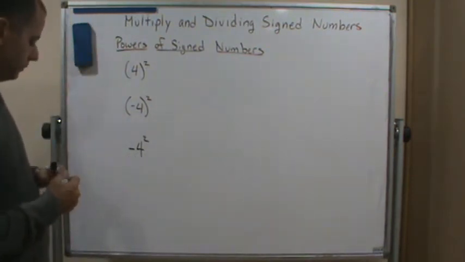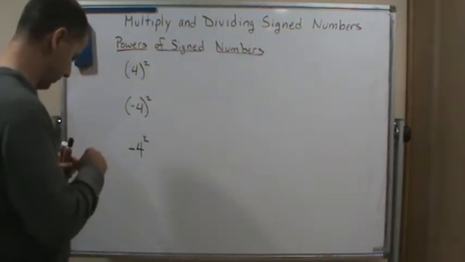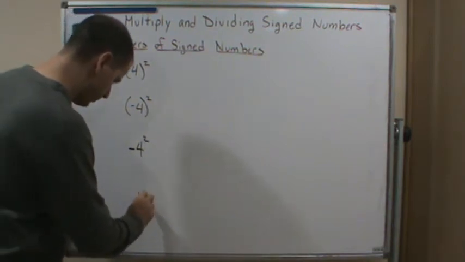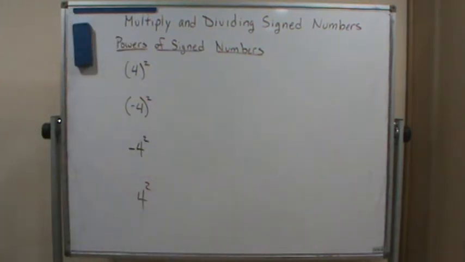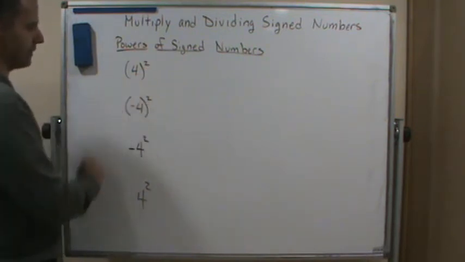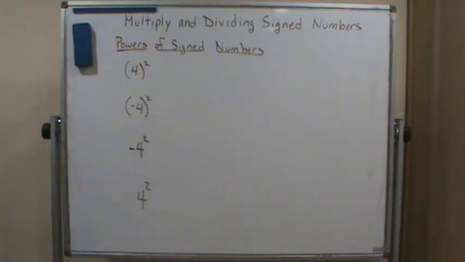Okay, so let me write another one down here, like so. Okay, so I've written this 4 different ways. So here I've got 4 raised to the second power. I've got parentheses here, right? So what does this mean?